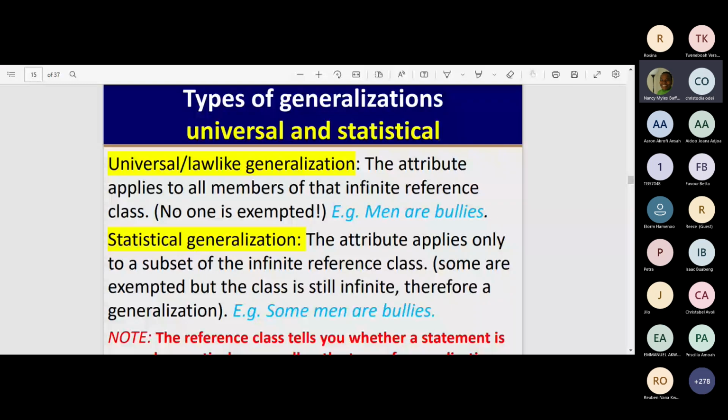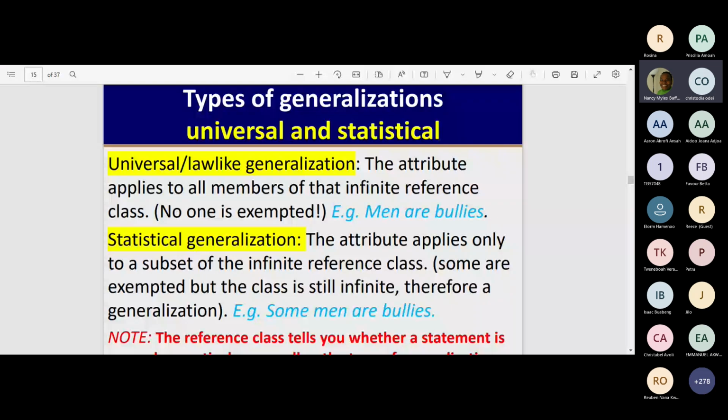So we said, if you have a law-like or universal generalization, it just means that the attribute applies to all members of that infinite reference class in that statement. You exempted no one. Back to that example, men are bullies. Very good. So we won't stress that one any further.